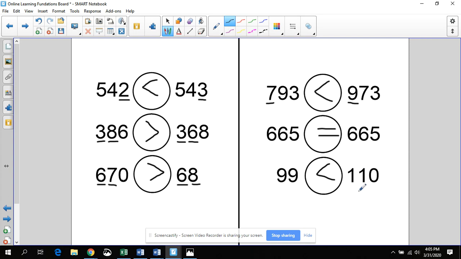This is what you're going to be doing today in your workbook, pages 263 and 264. Make sure you are seeing if they have the same amount of digits first, and if they do, you start from the left, and as soon as you find a difference, that's when you come up with your answer.